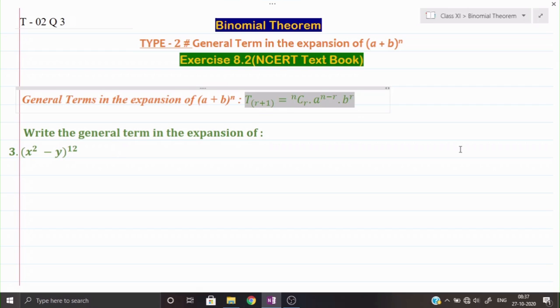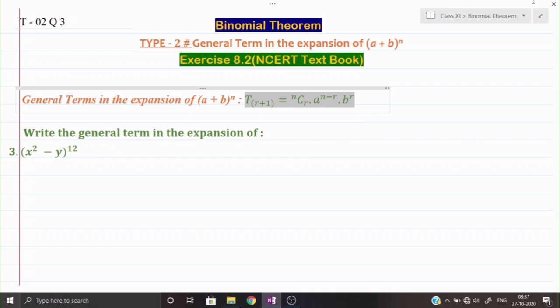Now let us see first question number 3. In the 3rd question, they are saying to us, write the general term in the expansion. General term means we will write it in the form of TR plus 1 is equal to the right hand side given to us, that much only. Then the actual work will start from question number 1, 2 and the further questions given to us.